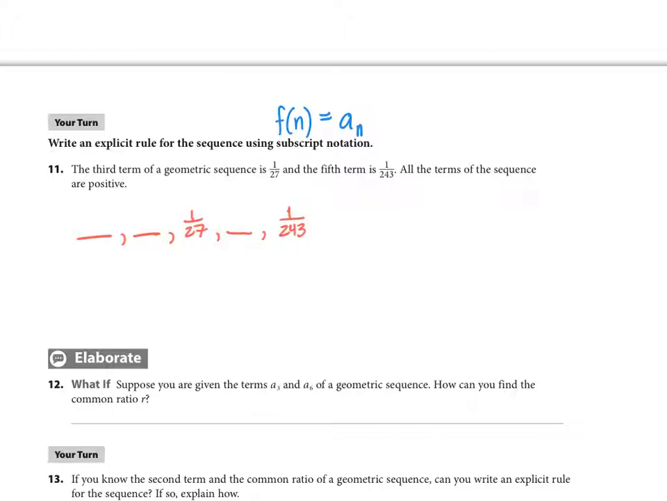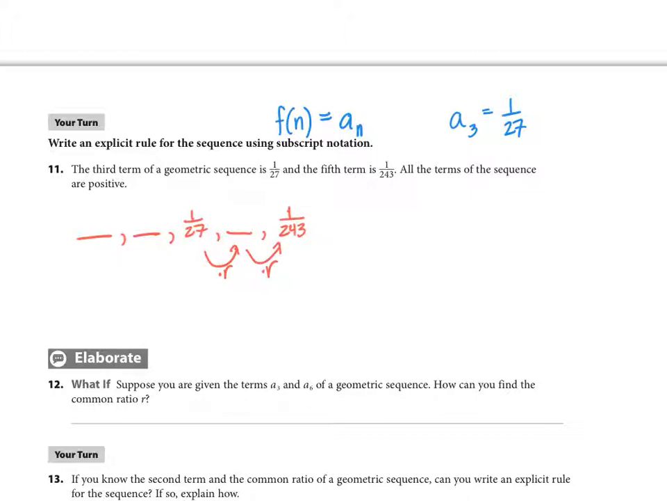So I would say, in this case, A subscript 3 equals 1 over 27. And that just means the third term is 1 over 27. Okay, going back to our problem here. I know that I have to take the first term times the common ratio to equal the second term, times the common ratio again to equal that, times the common ratio to equal that, and you get the idea. I keep going here, but I'm only interested in the last two that I did.